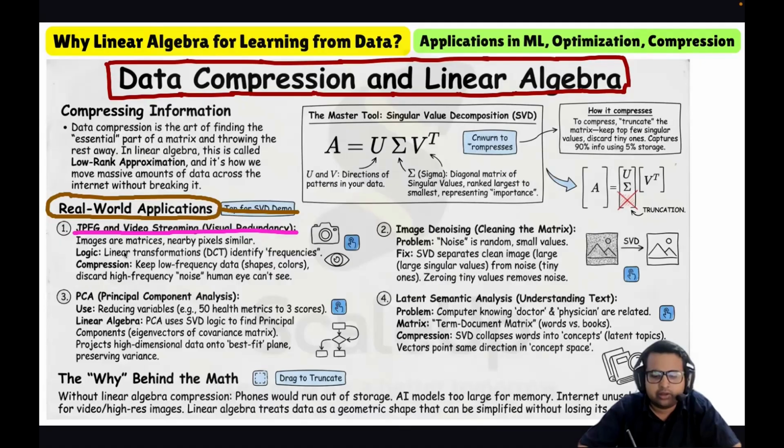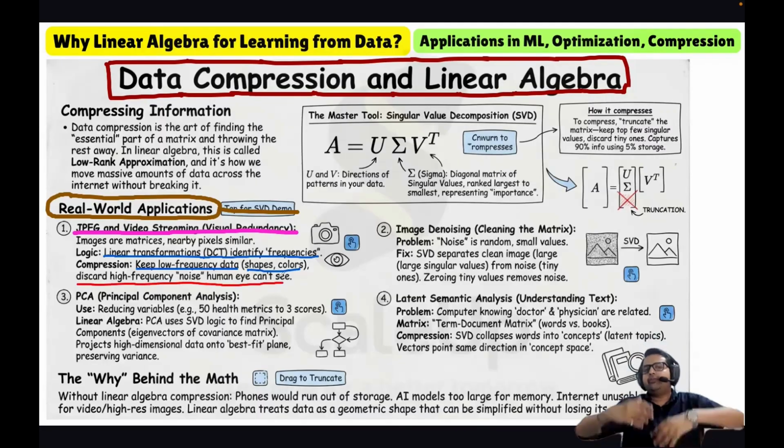So the idea is very clear: how we do the data compression in JPG and video streaming, we perform linear transformation and we make use of the discrete cosine transform, which will identify the frequencies. And once the frequencies are identified, we keep the low frequency data like the shapes and colors, and we discard the high frequency noise which human eyes can't see even. In this way, by eliminating some high frequency noise, we are compressing the size. And this is one of the reasons a Netflix stream looks clear even on a slow connection.